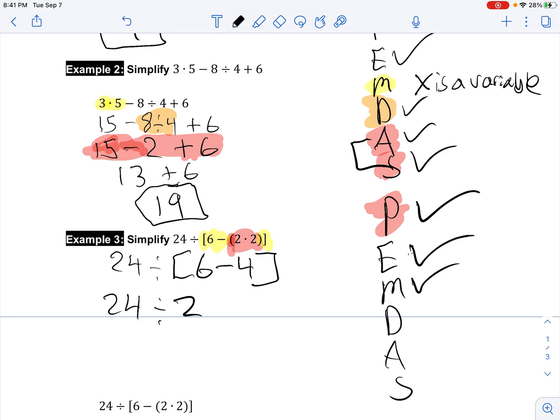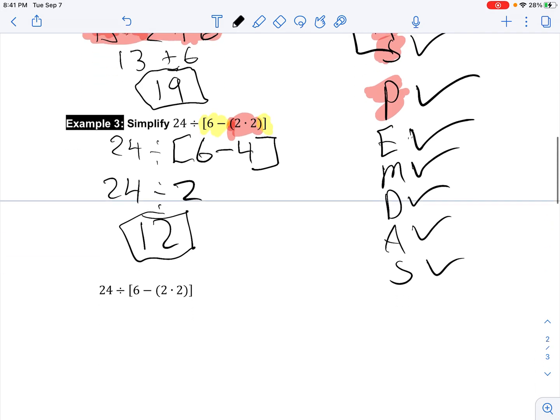No exponents. Don't have any multiplication. I do have some division. 24 divided by 2 is 12. No addition, no subtraction. So I am done.